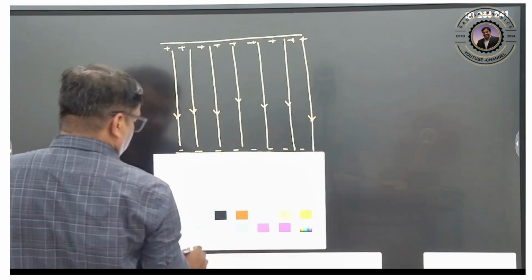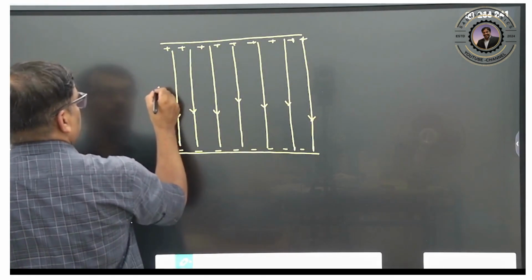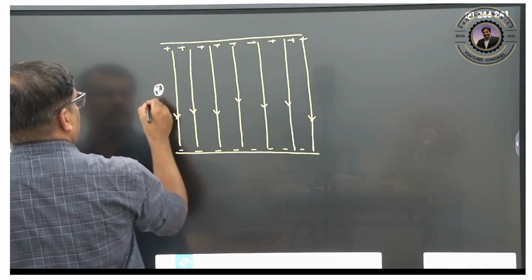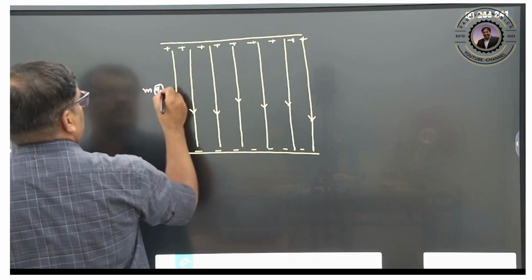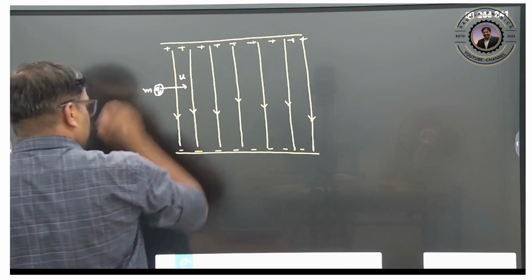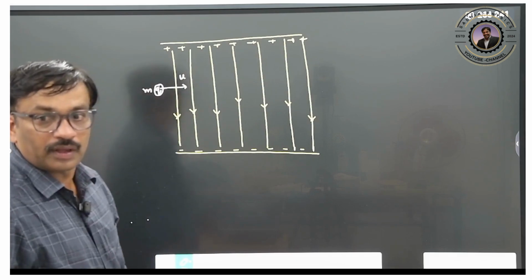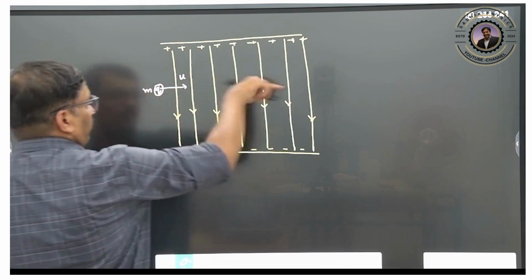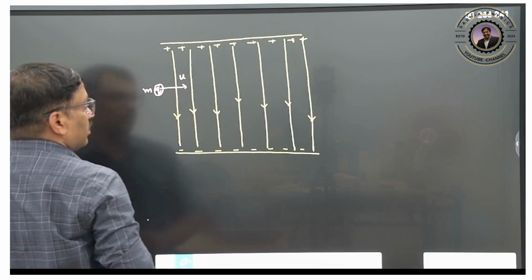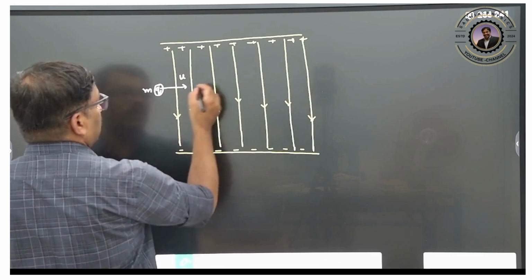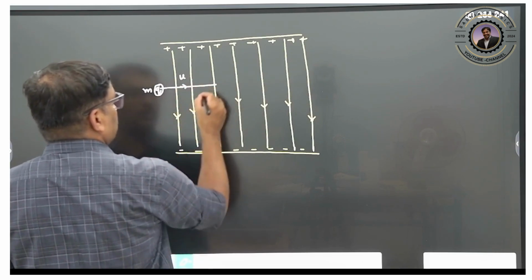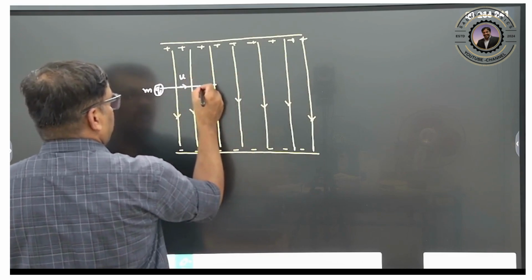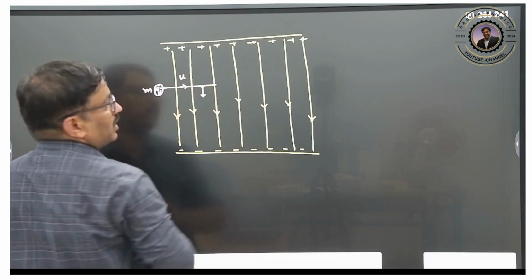Now we are going to project one charge here, a charge of mass m, positive charge. We are going to project it horizontally with one speed, u. Now what will happen? When it is projected with this speed and enters here, this side speed is there, and downward there will be forces acting on it.